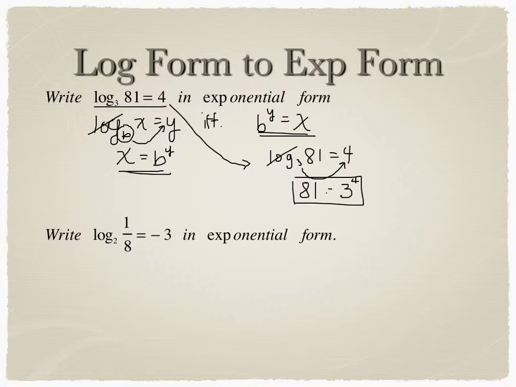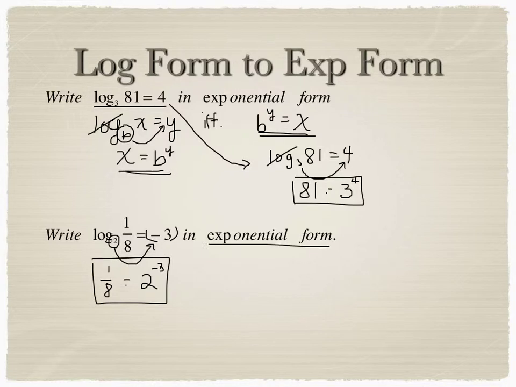Same thing with the log base 2 of 1/8 equals -3. This 2, I'm going to move over here. That becomes really small, so it becomes a small -3. We end up with a big 2 on the bottom, and that is an equivalent form of this statement written in exponential form.